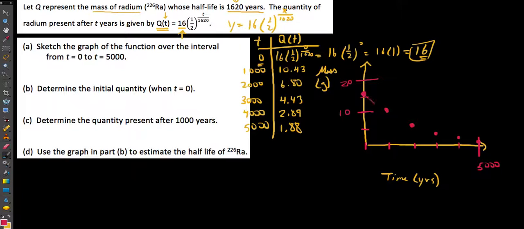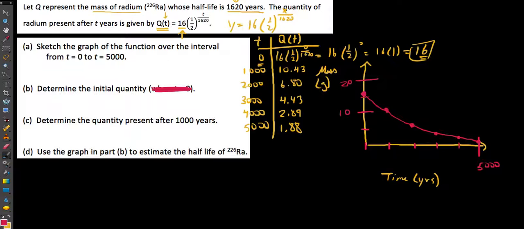So you can see that this isn't a very rapid decay. As a matter of fact, shoot, it takes 1,620 years just to be cut in half. So as we look at this, letter B says determine the initial quantity when t equals 0. Usually what I'm not going to write is the t equals 0 part. And I'm just going to write determine the initial quantity.